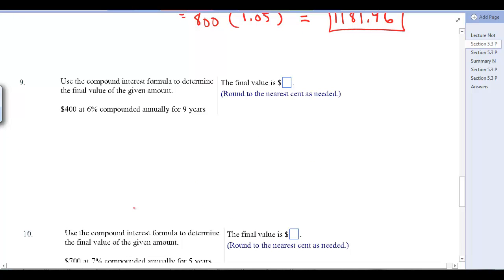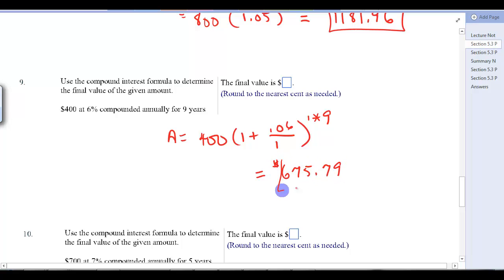All right, let's try this one. 400, 6% annually for 9 years. So we've got A equals 400 times 1 plus 0.06 over 1 to the 1 times 9. And when you do all of that in your calculator, you're going to get 675.79. And that's what goes in the box.